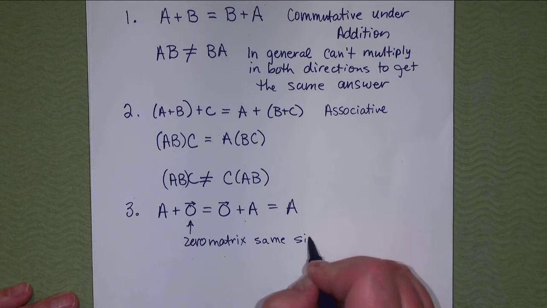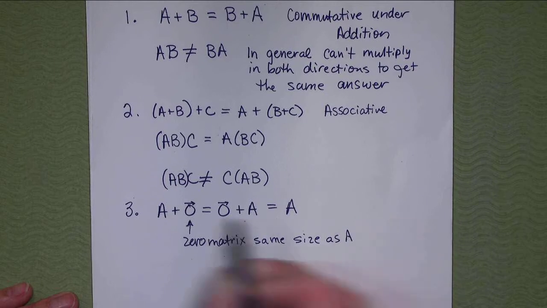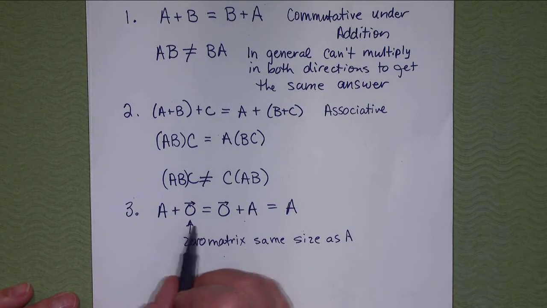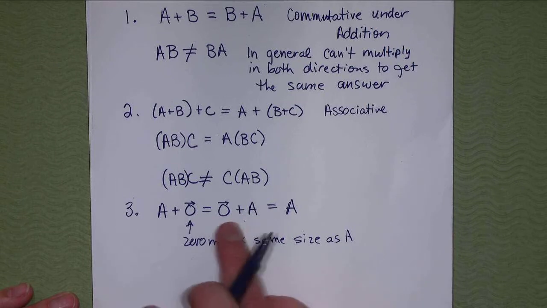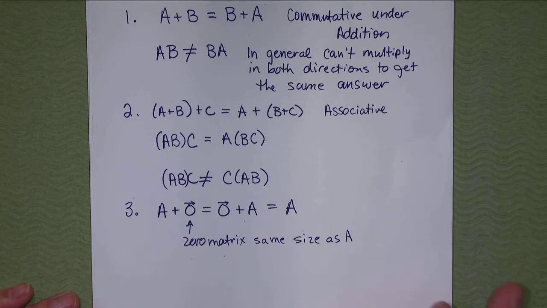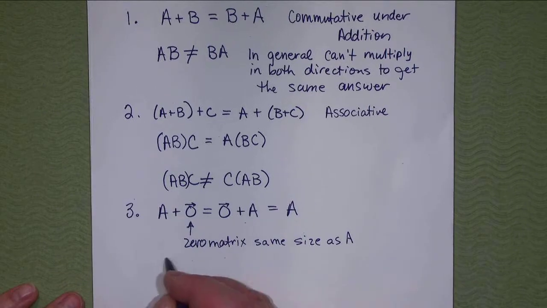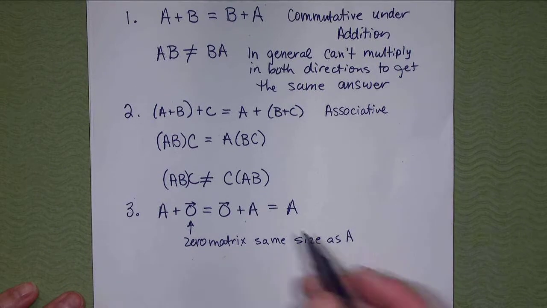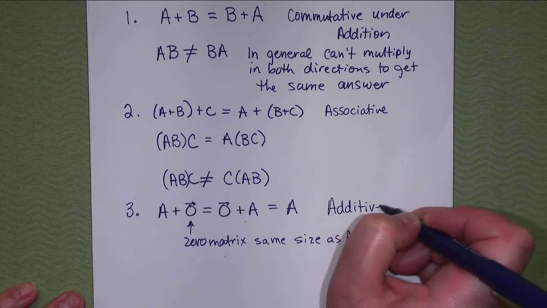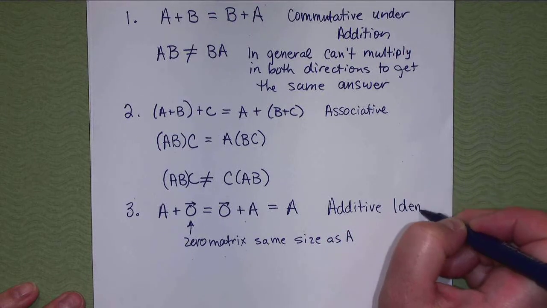The same size because you can only add vectors and matrices that are the same size, so it would have to be the same size. You can add in either order and still get A. So adding 0 to something. And so this is called the additive identity. When you add something and get itself as the answer.